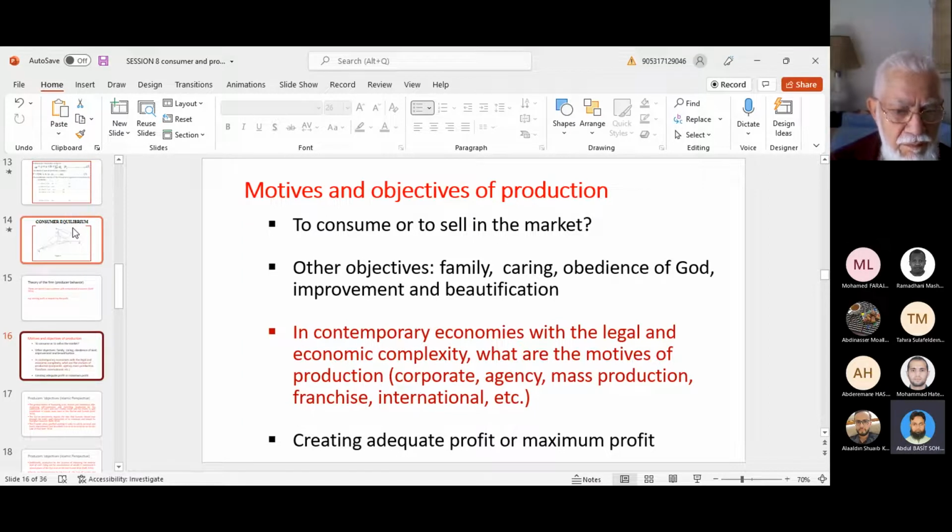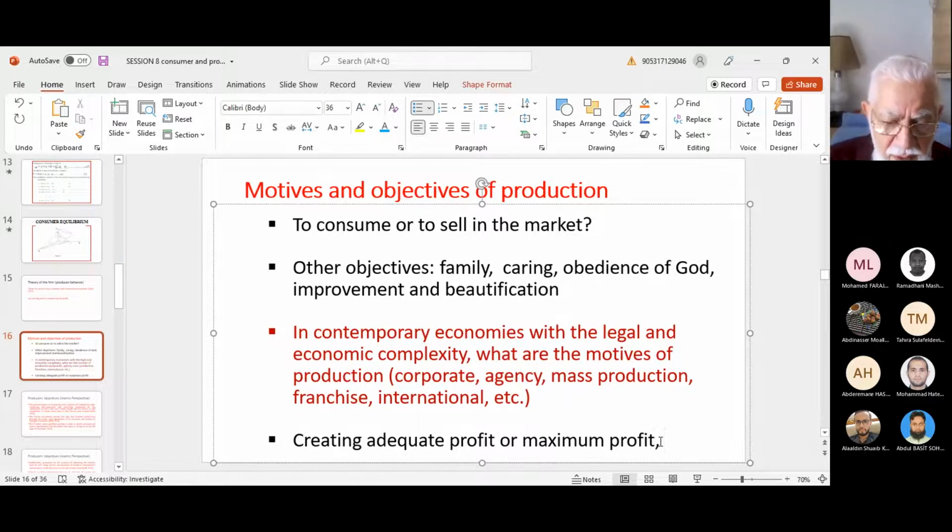So, creating adequate profit or maximum profit. What is the difference between adequate profit and maximum profit, especially when you talk within the context of agency, where the manager of the corporation will of course maximize his own benefit compared with the benefit of the shareholders? So how would that reconciliation be? Would it be maximum profit or adequate profit?